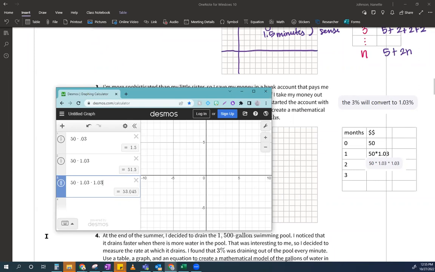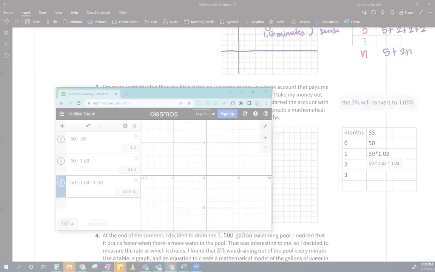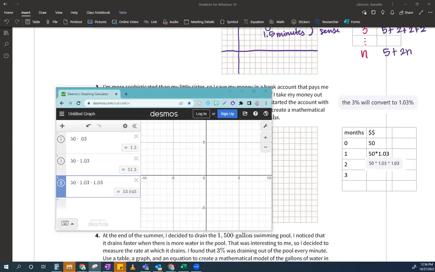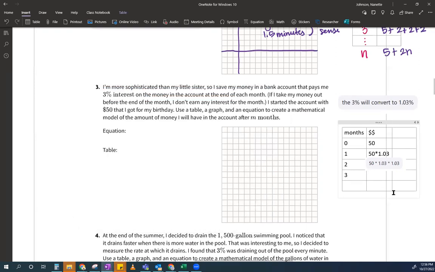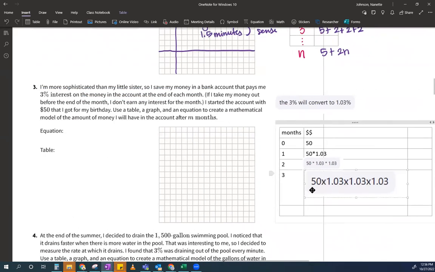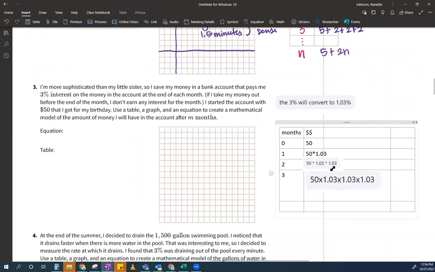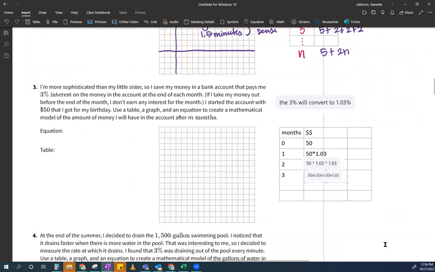Right? Okay, yes, and exactly. Someone says, hey, Ms. Johnson, for that third one, it's going to be 50 times 1.03 times 1.03 times 1.03. I'll copy that, put it here. Oh, that's gigantic-ish. Oh, it's because I put it in the table. Look at that.